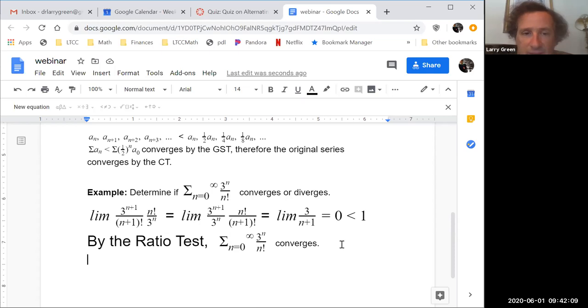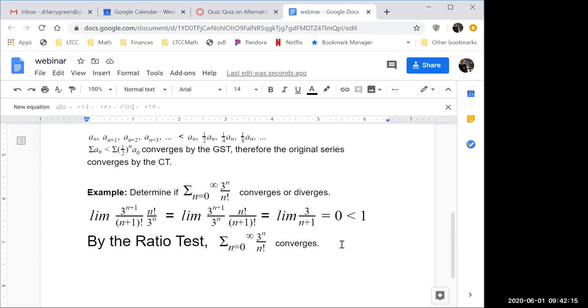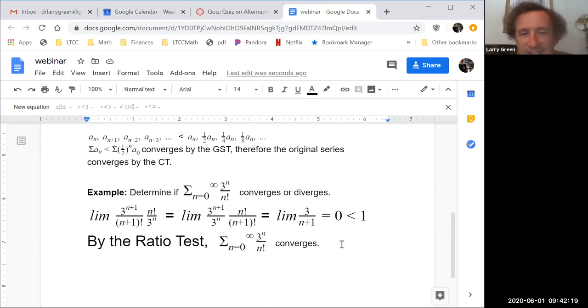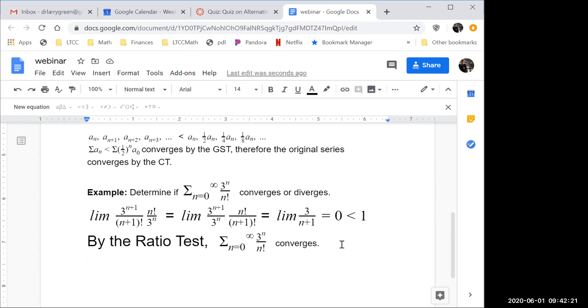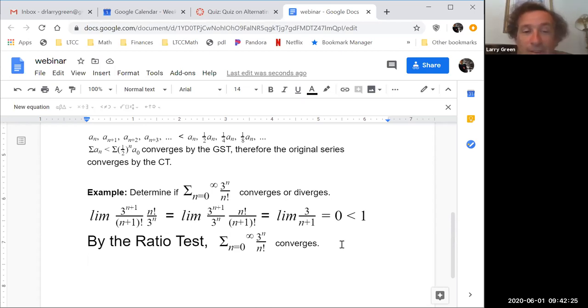Any questions? Does the ratio test always work? No. When does it not work? When it equals 1. Yeah, there's 2 times when it doesn't work. One is when you get 1 for the limit, and then the test just fails by theorem. When else does it not work?